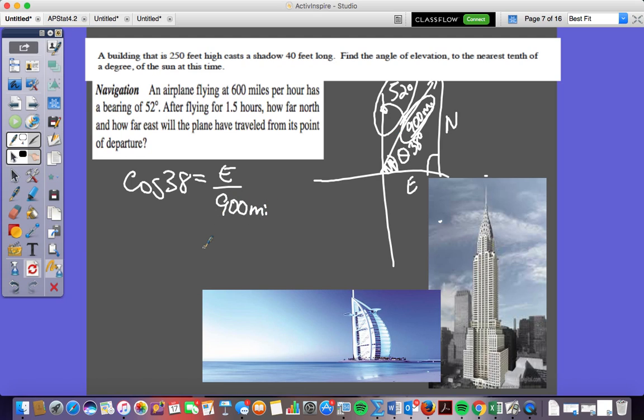Cool. And how would I solve for my E side? Good. So 900 cosine of 38 in degree mode would get me what that side would be for my adjacent. Okay. And then you could actually do the same thing with the north, except change it to sine. So if you did sine, it would be opposite over hypotenuse, which would allow me to solve for the north side as well. Okay. Cool.